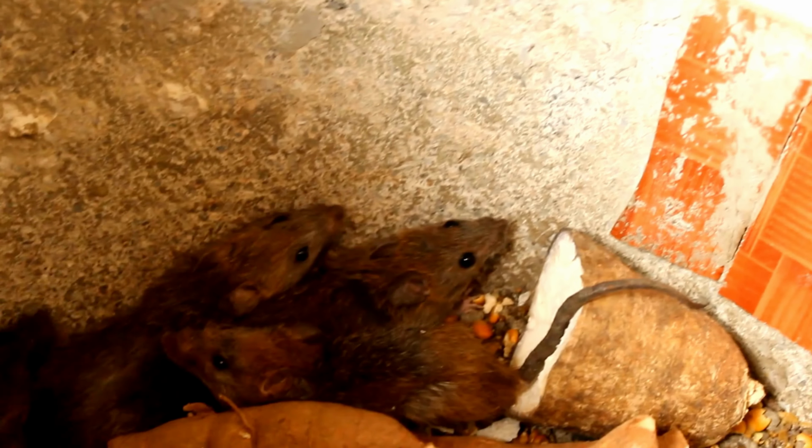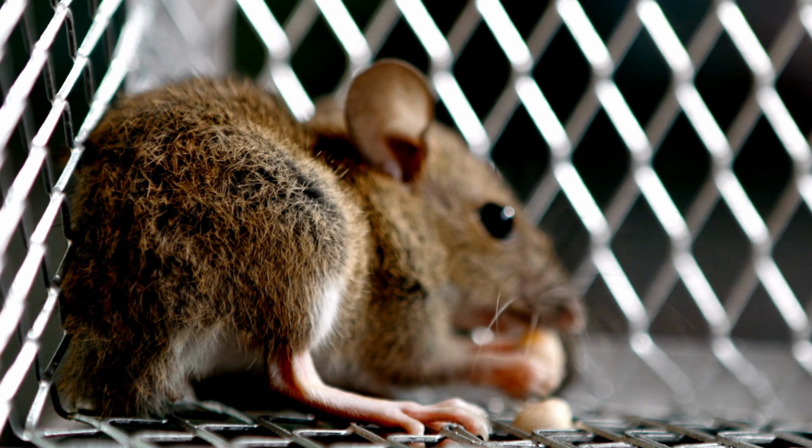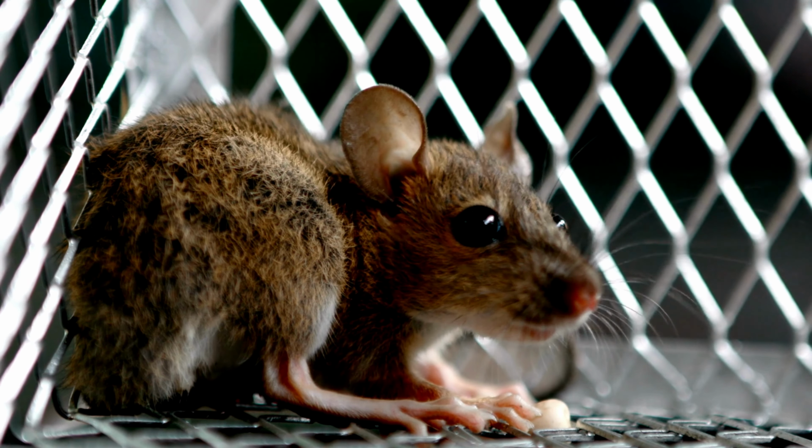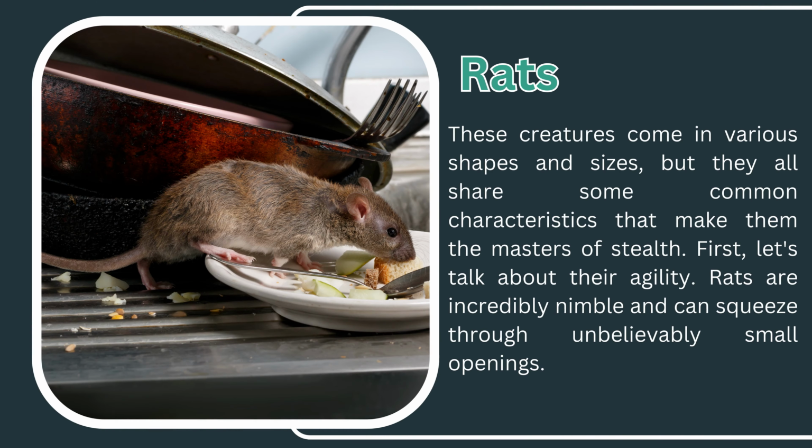Rats and mice are both common rodents found in various habitats around the world. While they may look similar, there are several key differences between the two species. Let's start with rats. These creatures come in various shapes and sizes, but they all share some common characteristics that make them the masters of stealth. First, let's talk about their agility. Rats are incredibly nimble and can squeeze through unbelievably small openings.